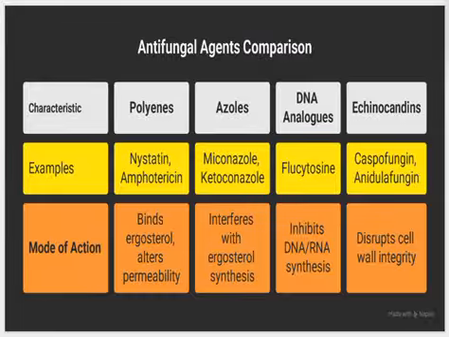Comparing antifungal agents helps us understand how different drugs work. Polyenes like nystatin and amphotericin bind to ergosterol in fungal membranes, altering permeability. Azoles interfere with ergosterol synthesis, disrupting the cell membrane. DNA analogs like flucytosine inhibit fungal DNA and RNA synthesis. Echinocandins disrupt the fungal cell wall integrity. Knowing these modes of action assists in selecting effective treatments based on the infection type.